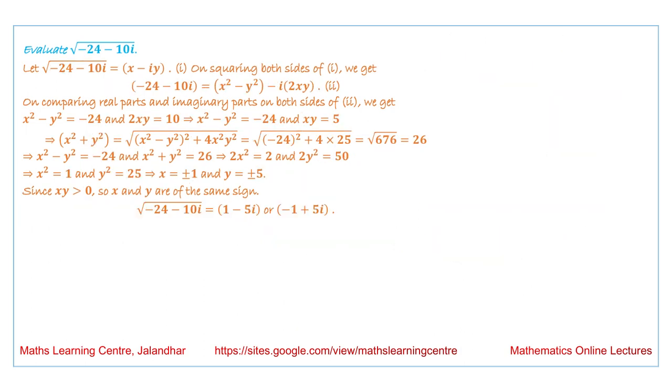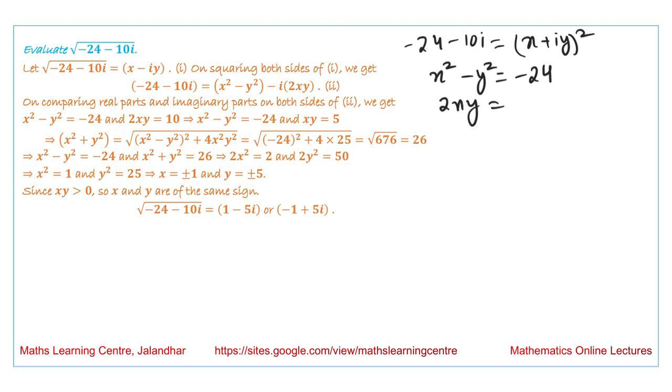The next number given to us is the square root of −24 − 10i. Again we write −24 − 10i equal to (x + iy)². So we get x² − y² = −24 and 2xy = −10.